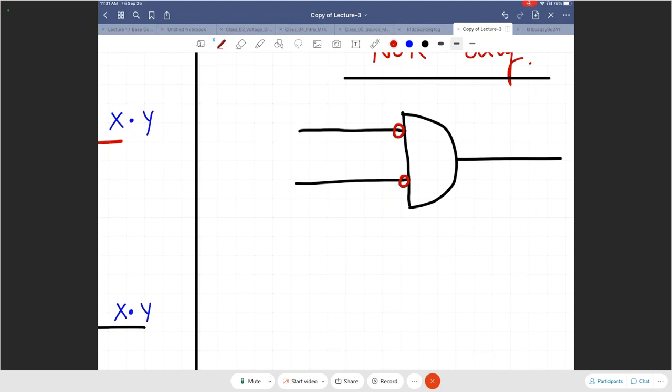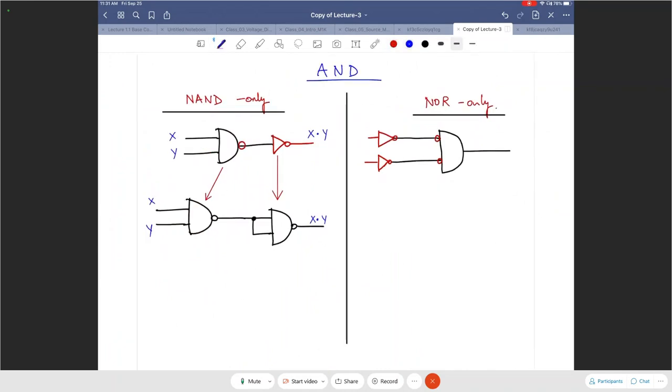If I add two bubbles over here, that is not enough. I also need to cancel those two bubbles. So the way I would cancel those two bubbles is by adding two NOT gates. So now we are back. That bubble cancels with that bubble cancels with that bubble, we are good. So if you had X here and Y here, you would get X and Y here. Remember, we are trying to synthesize an AND gate using NOR only. So what is this? That is a NOR gate using De Morgan's law.